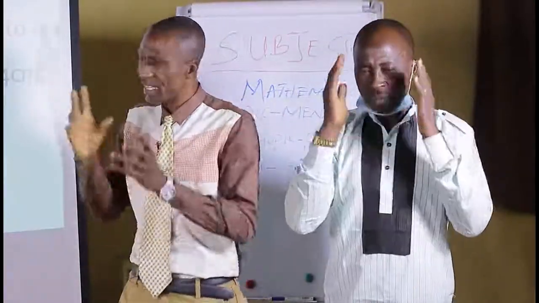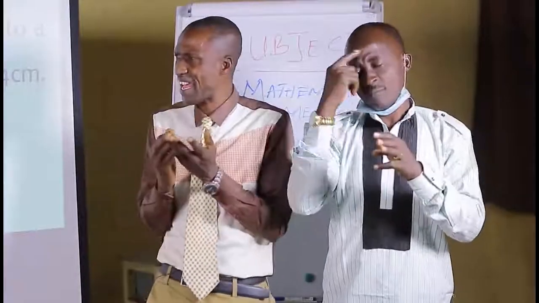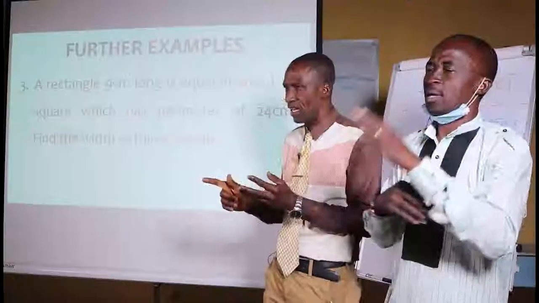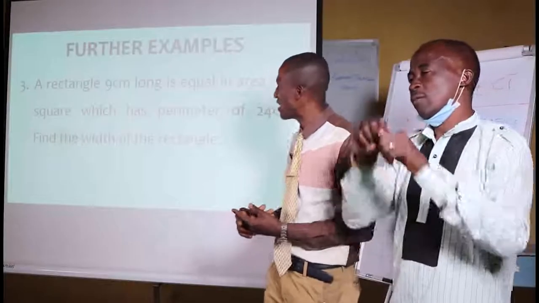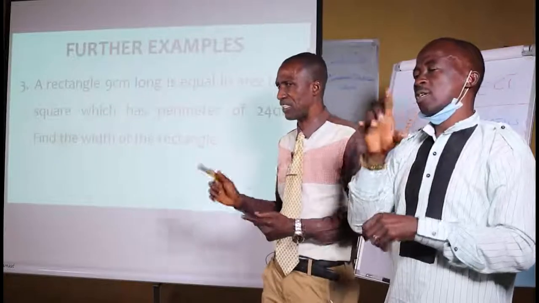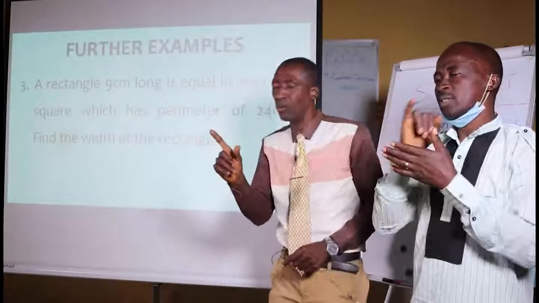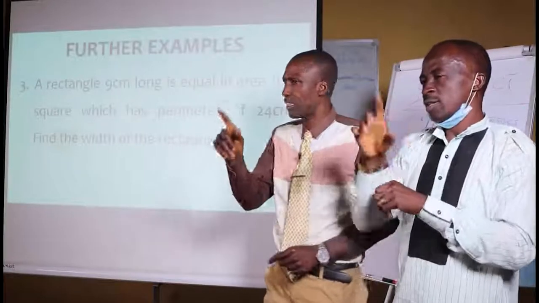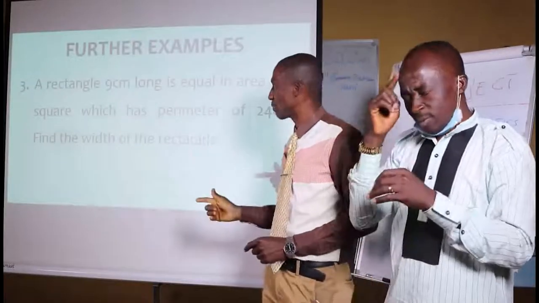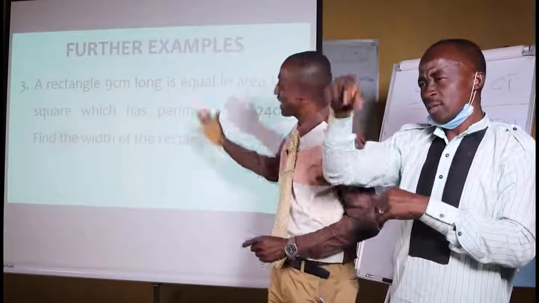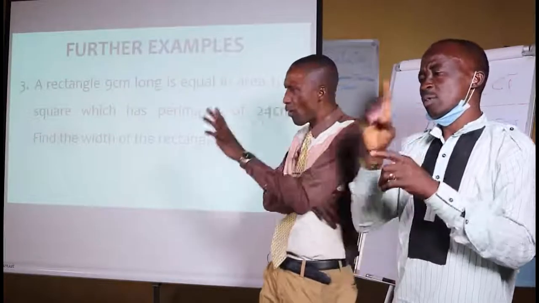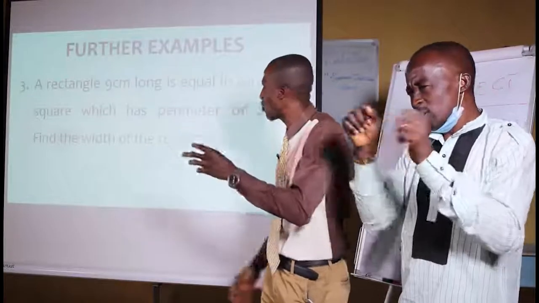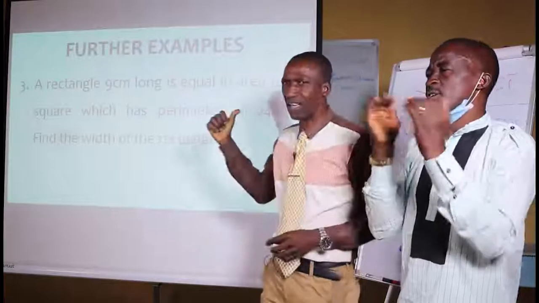Take note. The formula for calculating the area of the rectangle is length times the breadth, and that of the square is d times d. That is, if you assume a side of the square to be d. Now, like in this question 3, we were instructed that the area of the rectangle is equal to that of the square.